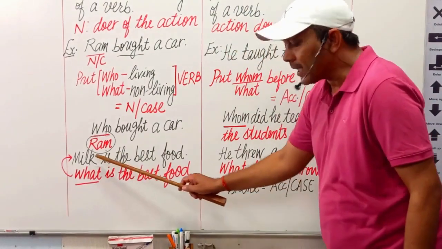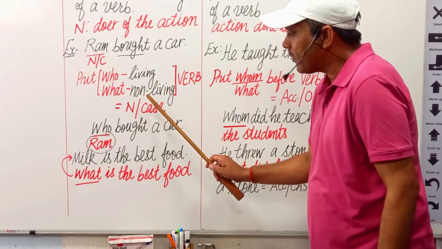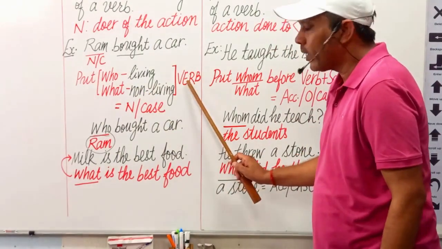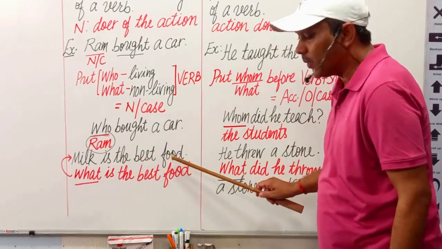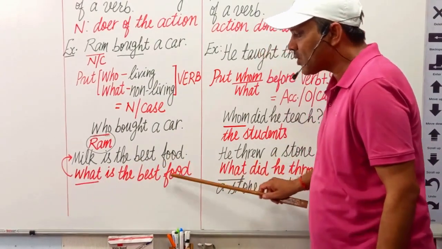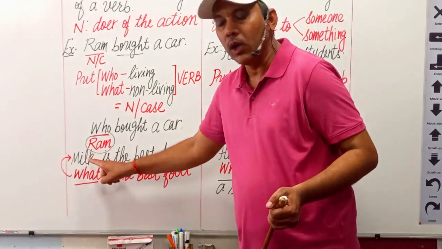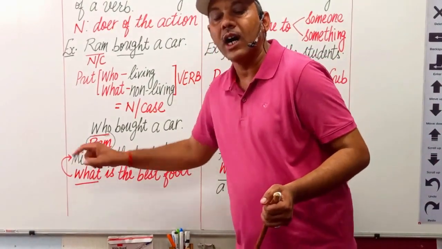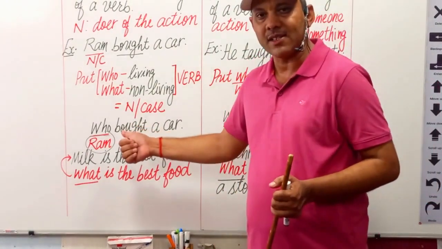Then, because milk is a non-living thing, put what before the verb. For example, what is the best food? And we get the answer, milk itself. So, milk is the nominative or subjective case of noun in this sentence.